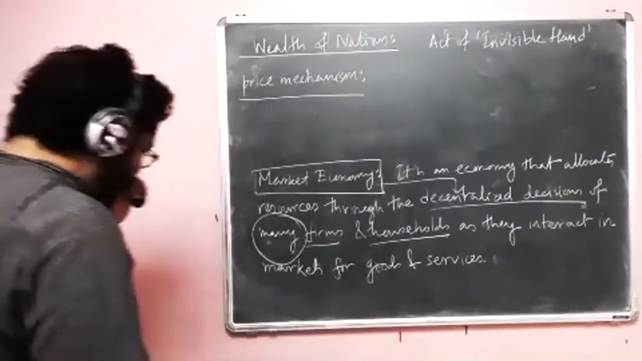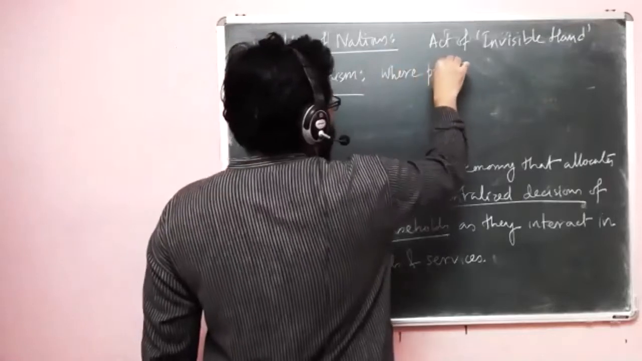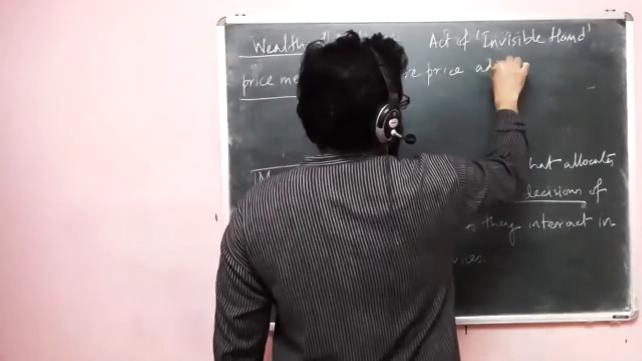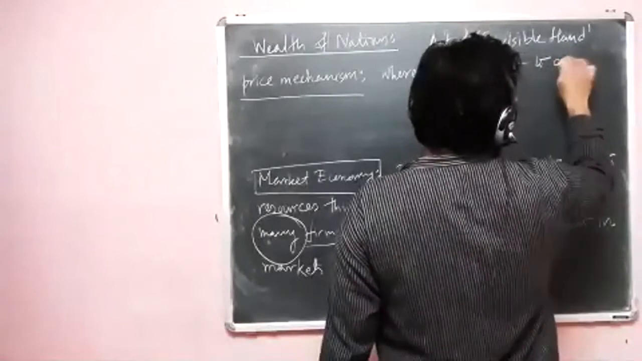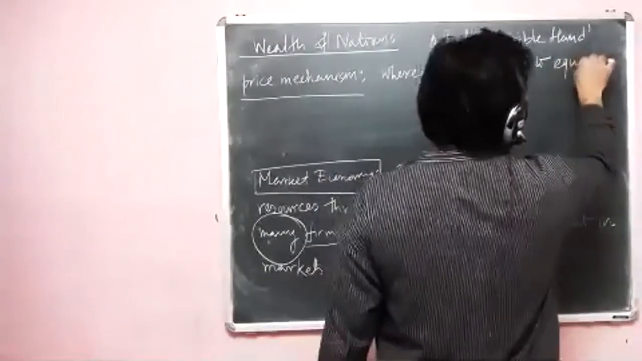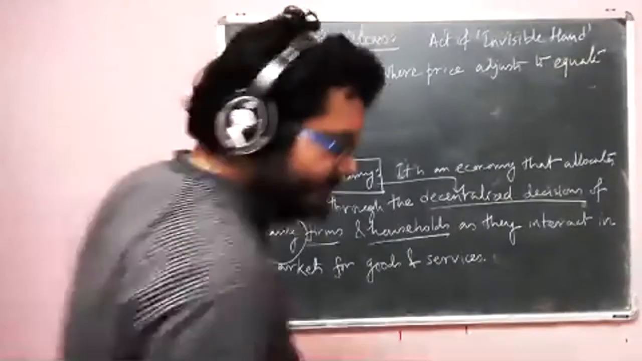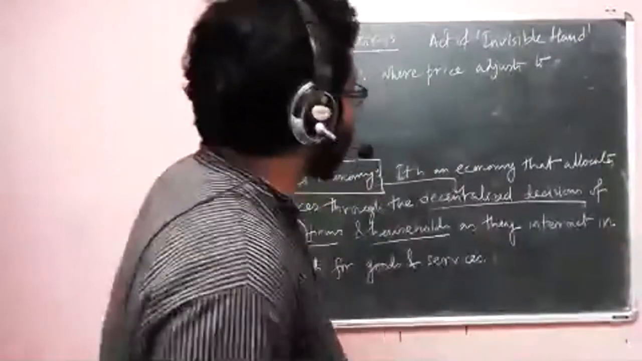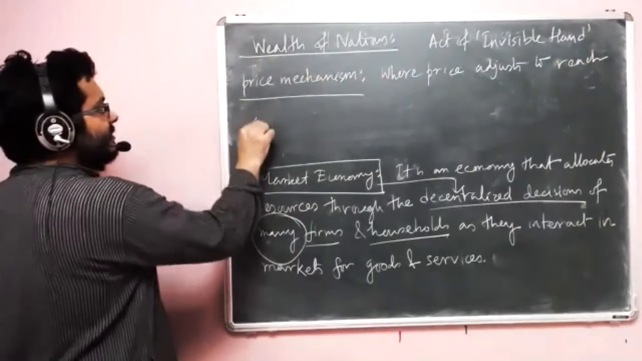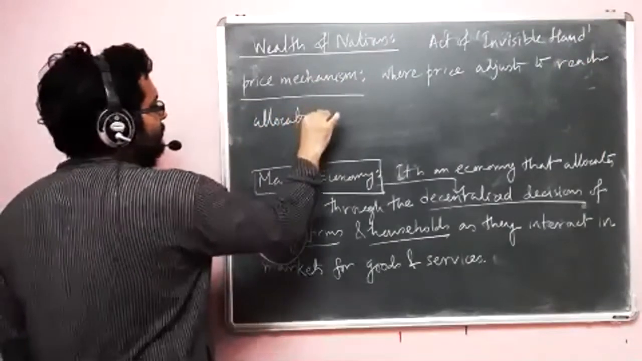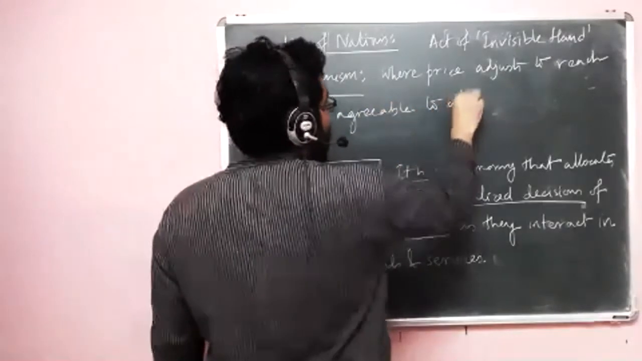And what is the price mechanism? It basically is where price adjusts to reach allocations agreeable to all participants.